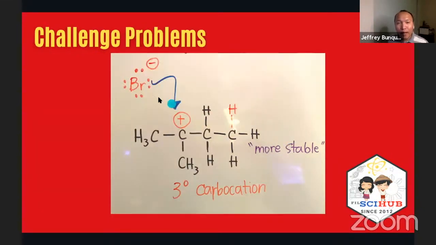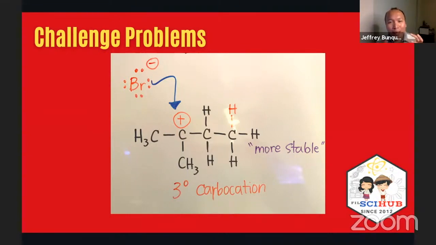So ito na po yung mangyayari. The nucleophilic attack of bromide will happen to the most stable carbocation. So yun po yung tinatawag natin na rearrangement when it comes to reaction mechanism. So these are things that you have to also know.